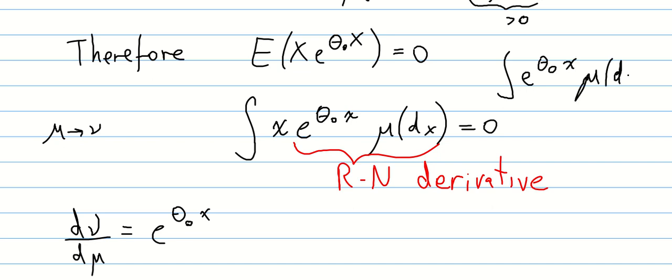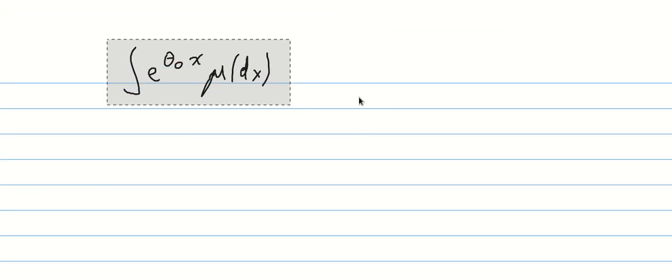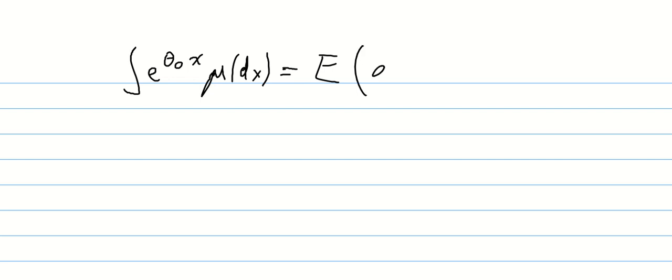So this is the integral of our attempt of nu and see what happens. So let's copy this to the next page. So what is this? This we can rewrite again as expectations. We prefer expectations as probabilists. This is the expectation of e to the theta 0 x, which is the Laplace transform at theta 0.